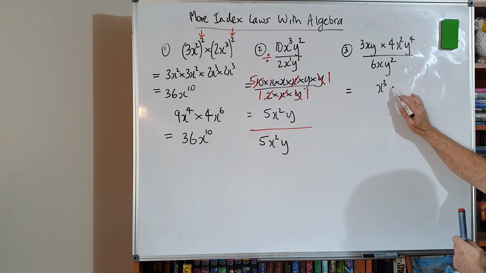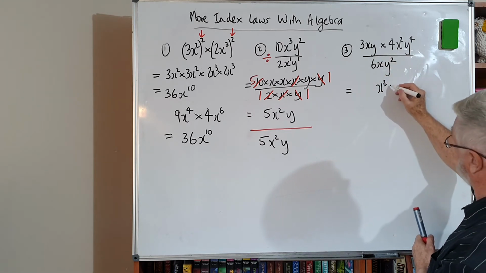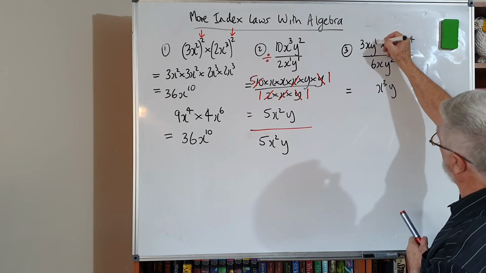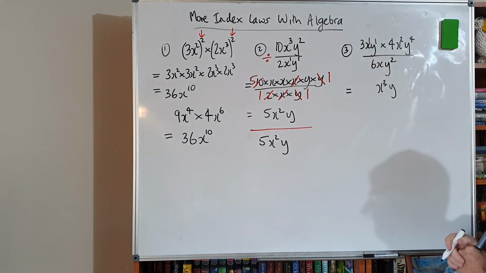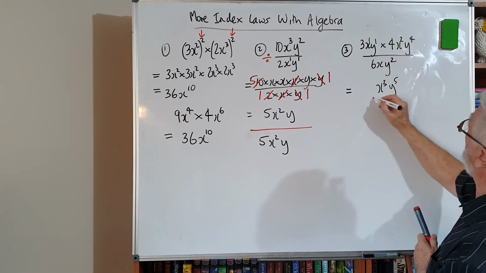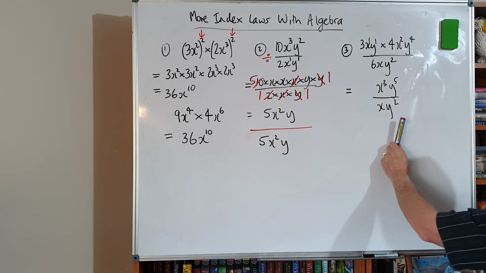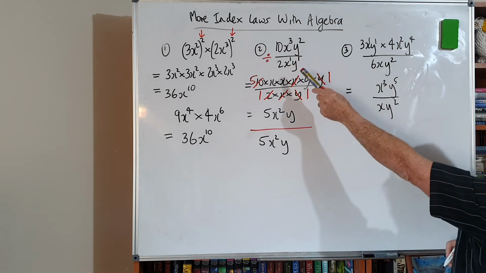There's a y times a y to the 4. It's not y to the 4. I see so many students write that as y to the 4. It's actually y to the, there's a 1 there and there's a 4 there, if that makes sense to your brain. So that's y to the power of 5. We add the 1, we add the 4. And on the bottom I've got this x and I've got the y squared. And I'm back to a question just like what I had over here in a moment.